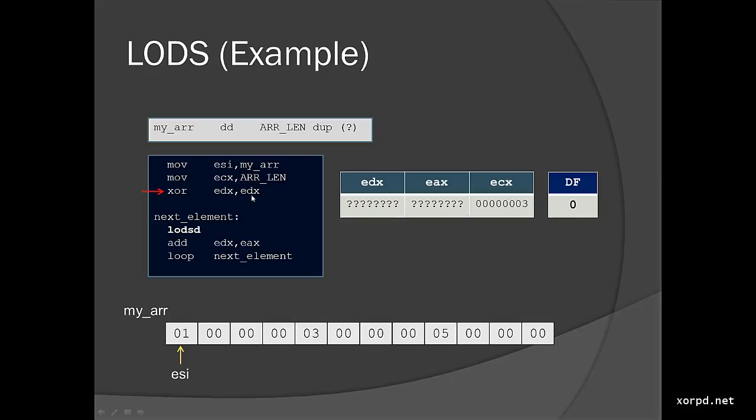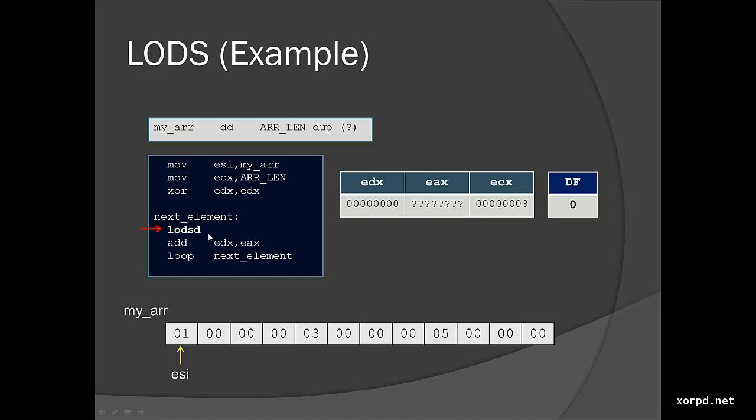Next we zero EDX. EDX is going to be the sum of all the entries in the array, it is going to be the sum of all the dwords. So initially, we want it to be 0. Now we are inside the loop. In every iteration, we are going to do those two instructions. First, load_sd, which is going to load one dword from the array. And next, add EDX, EAX, which is going to take the dword that we have just loaded and add it into EDX, which is the total sum.